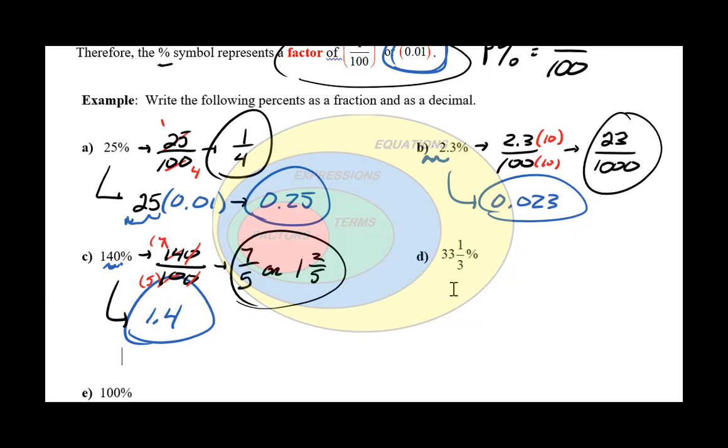33 1/3 percent. So when I have a mixed number, see, percents can be anything, but when I have a mixed number as a percent, the first thing I'm going to do is convert this to an improper fraction. So this 33 times 3 is 99, plus 1 would be 100. So this is the same as 100 over 3%.